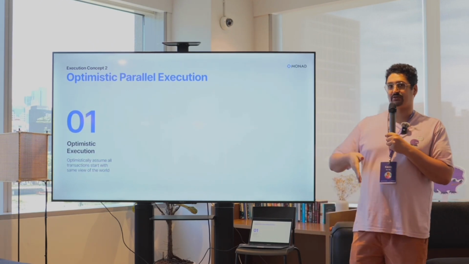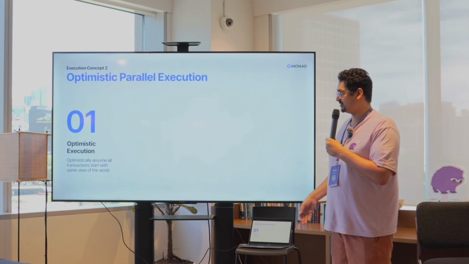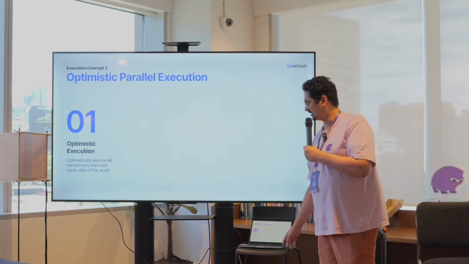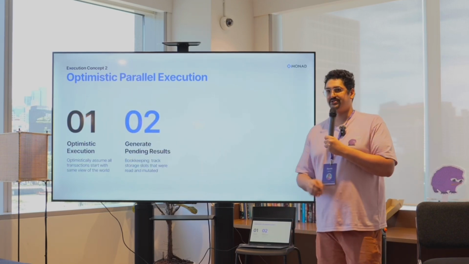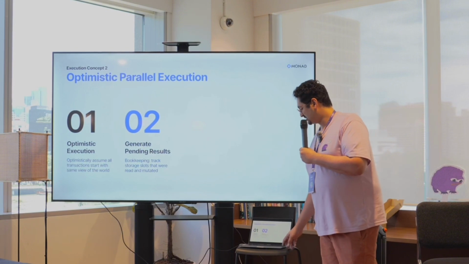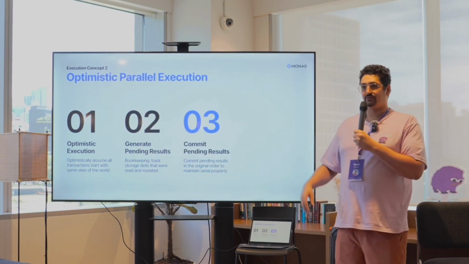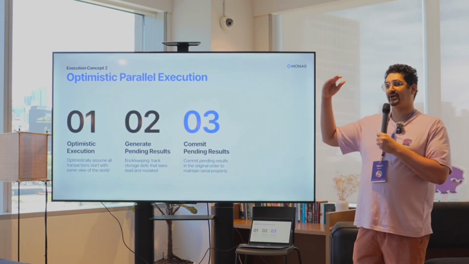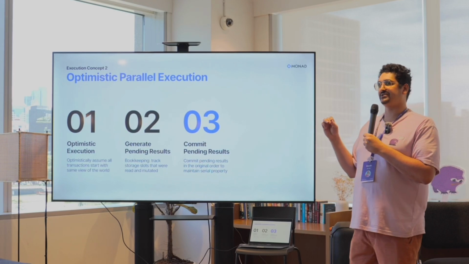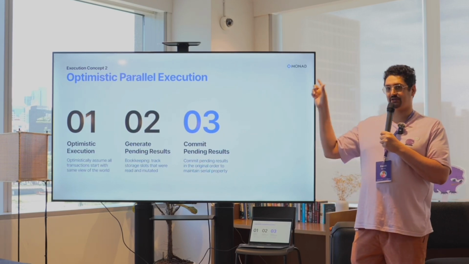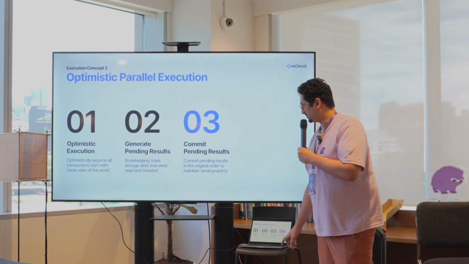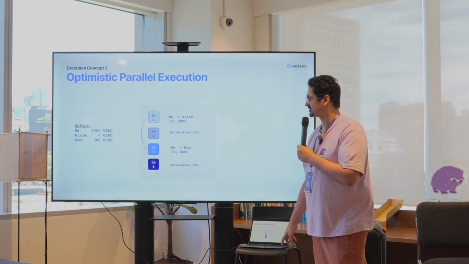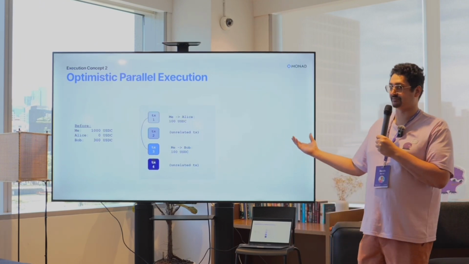So you basically start with a synced view of the world. You assume everything can be run in parallel. You go ahead and generate a bunch of pending results. You then walk through the pending results in order, trying to commit them. And if you see that there's any pending results that relied on a previous one, you then re-execute them. And so how does this work? We're going to do a really simple example here.